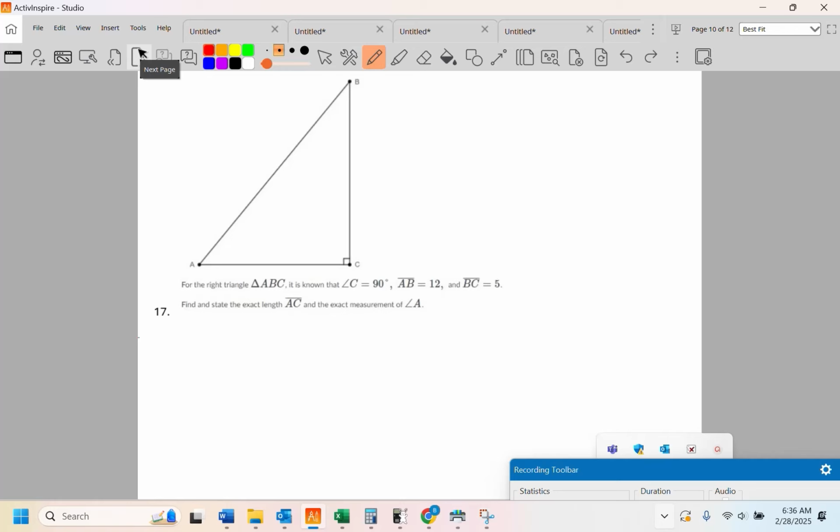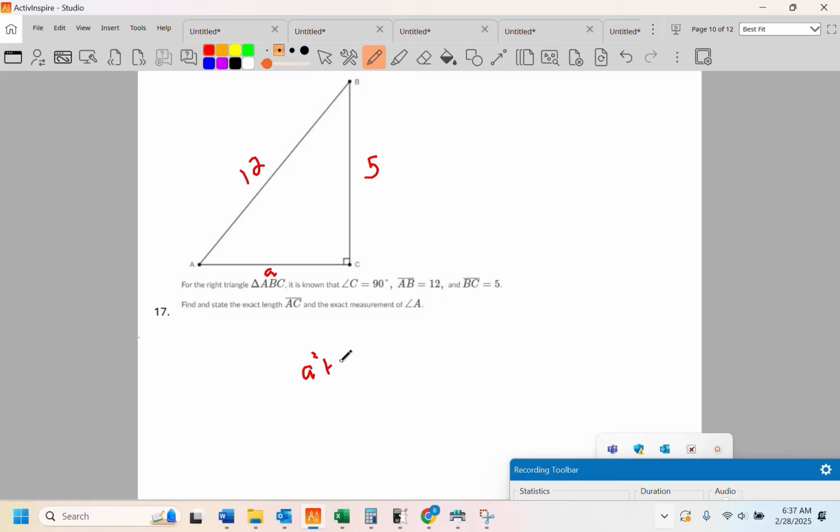What do we have here? For triangle ABC, it is known that angle C is 90 and A to B is 12 and B to C is 5. Find and state the exact length of segment AC and the exact measurement of angle A. This is not a 5, 12, 13, by the way. So let's find this little side first.